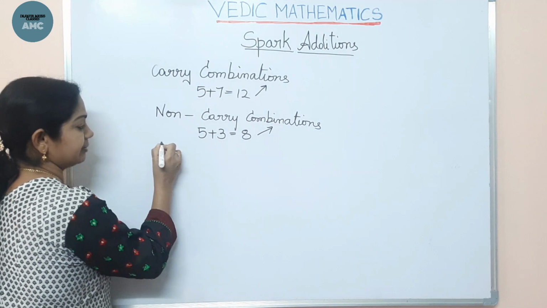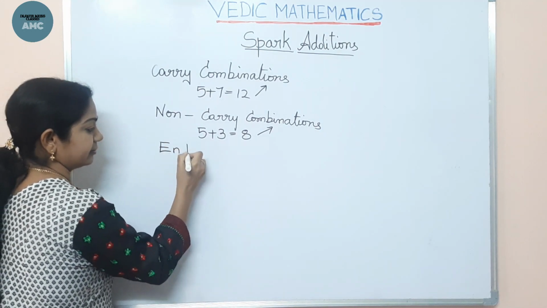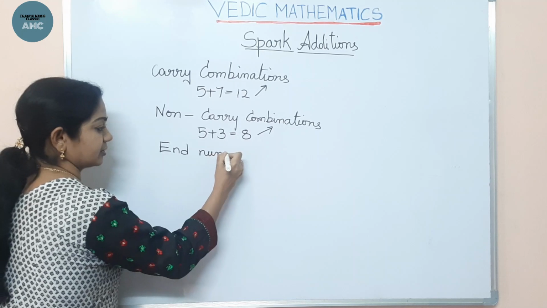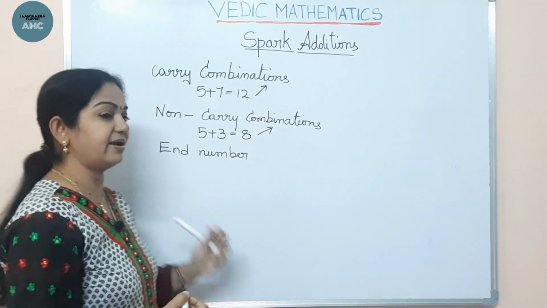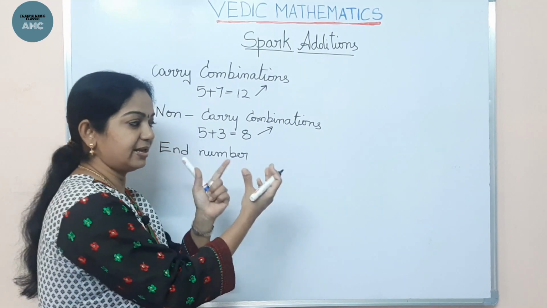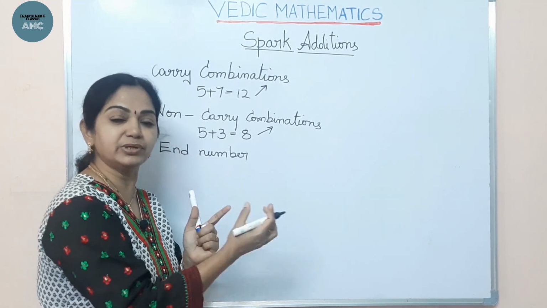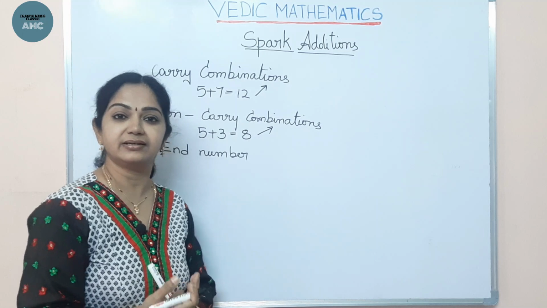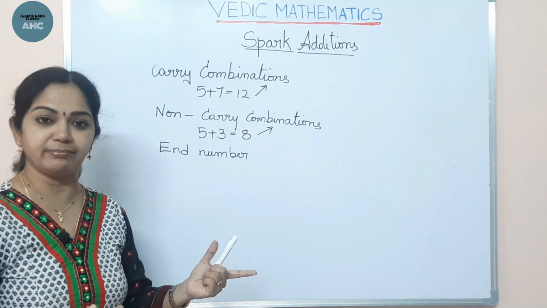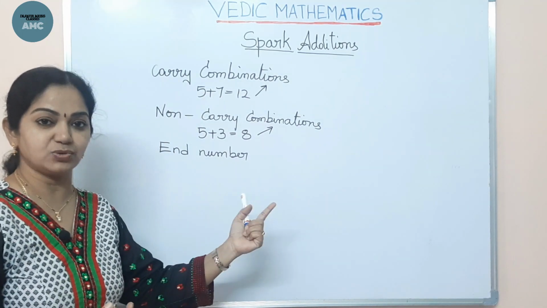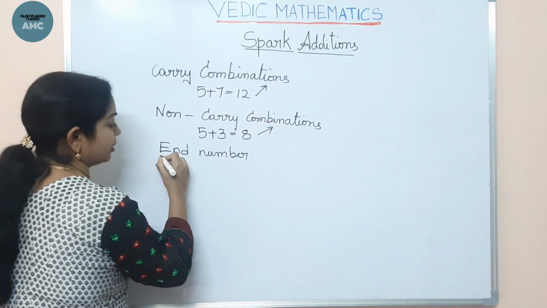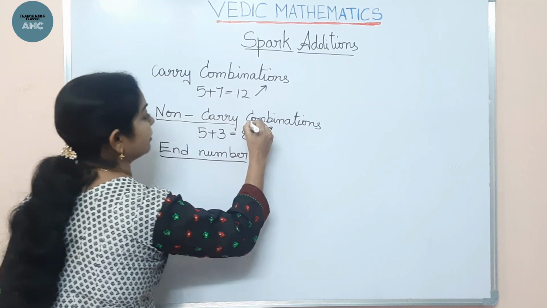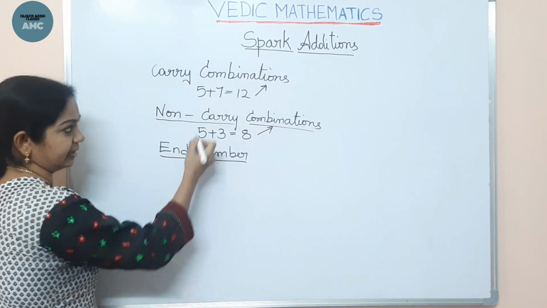Now, the next terminology is the end number. So what is the end number? The word itself says it: end number means the last number. If it is a two-digit number, the units place number is called the end number. If it is a three-digit number, the units place, the last one, is called the end number.